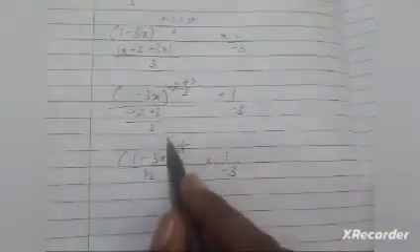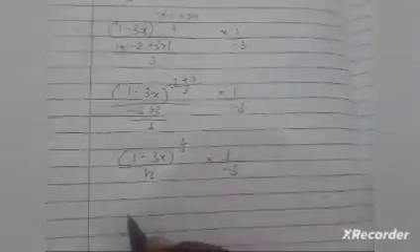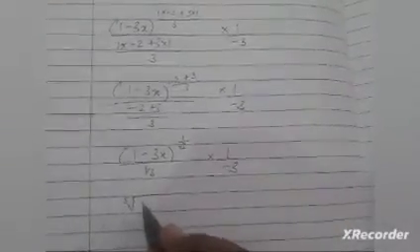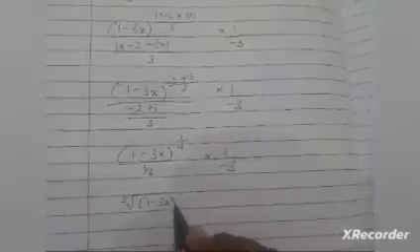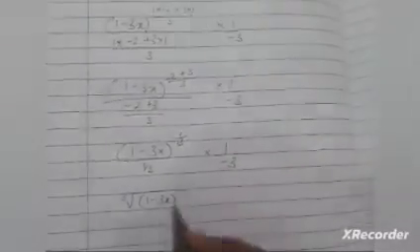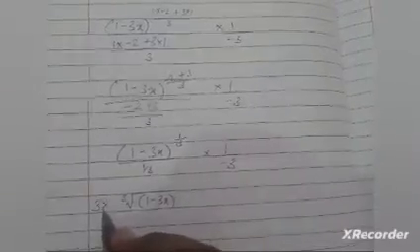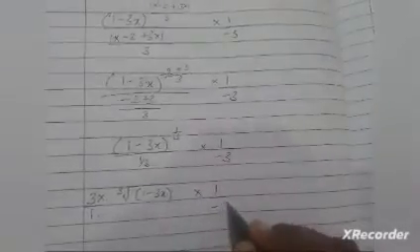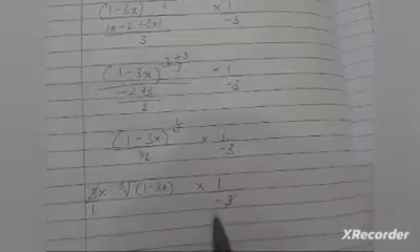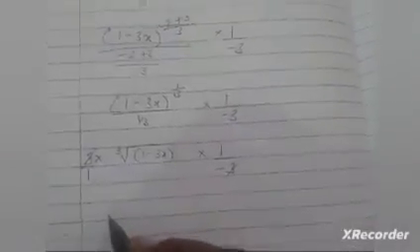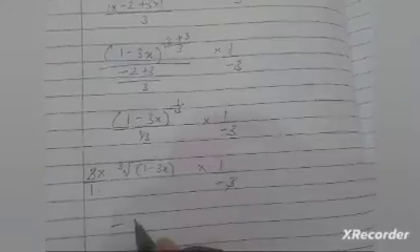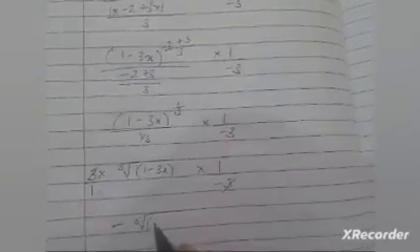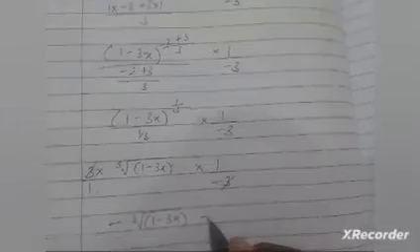Now in the numerator we can write it as cube root of 1 minus 3x because it has power 1 by 3. In the denominator we have 1 by 3, which we can write as into 3 by 1, and here we have already 1 upon minus 3. This 3 and this 3 get cancelled and we have the minus sign here, which comes as minus cube root of 1 minus 3x plus c.